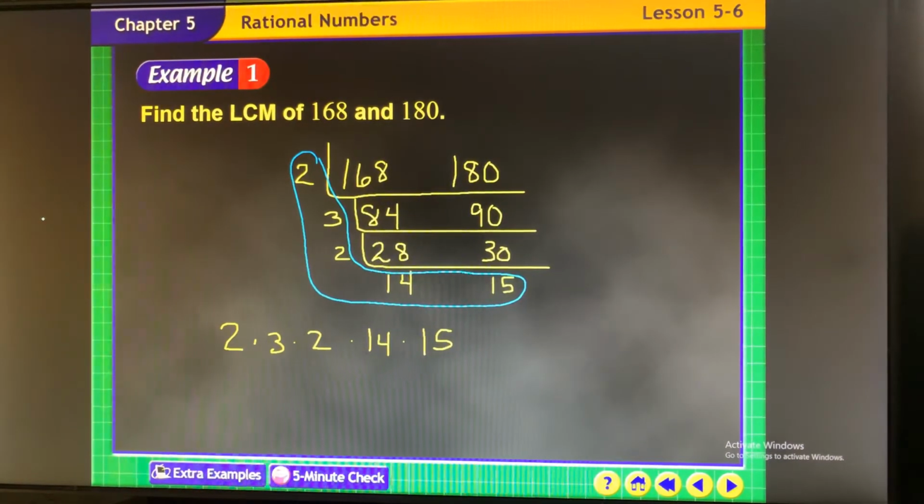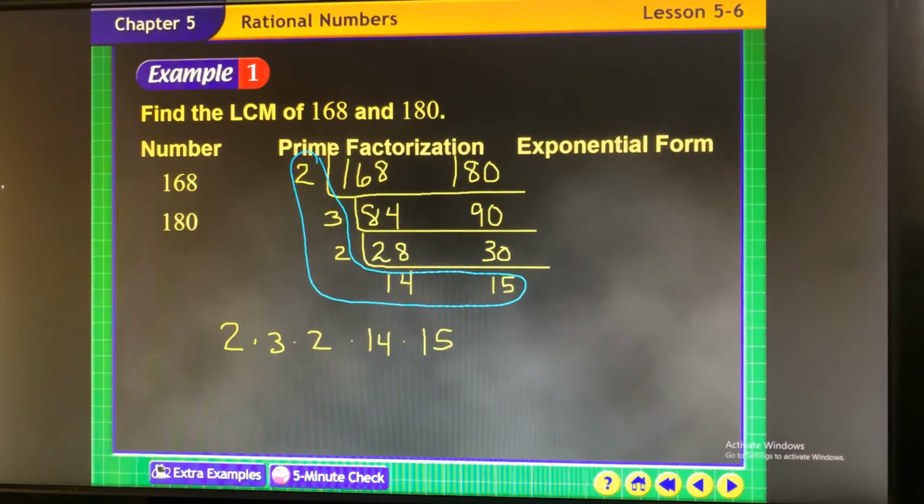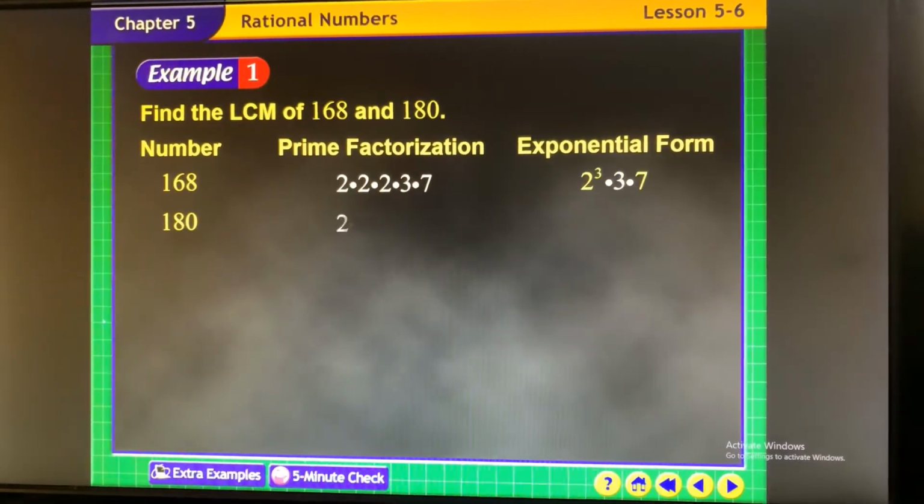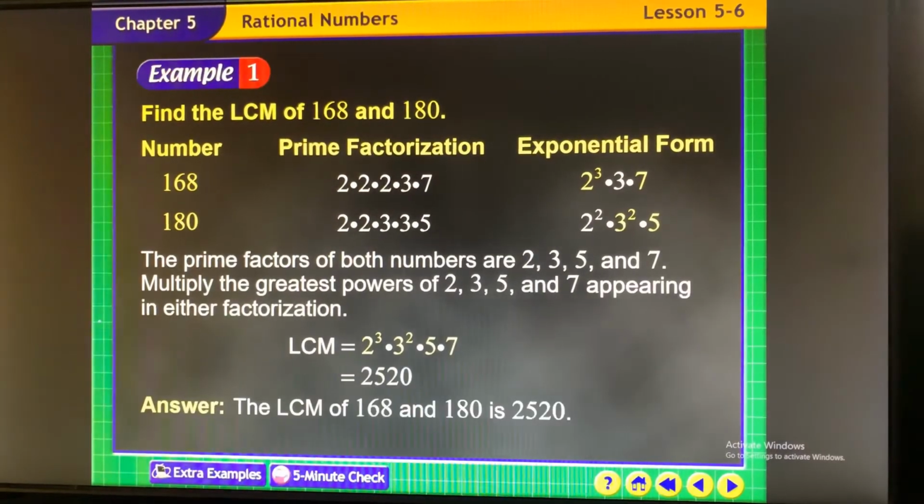Now remember, if I asked you to do multiples of 5, you would say 5, 10, 15, 20, 25, 30. Those are multiples. So I don't want to list the multiples of 168, I don't want to count by 168, and I don't want to count by 180 to find out when they cross. So really, this is the easiest way to figure it out. So 2,520. Okay, so they're going to show you a whole prime factorization way, which is fine, but it's just a lot easier to do the cake method.